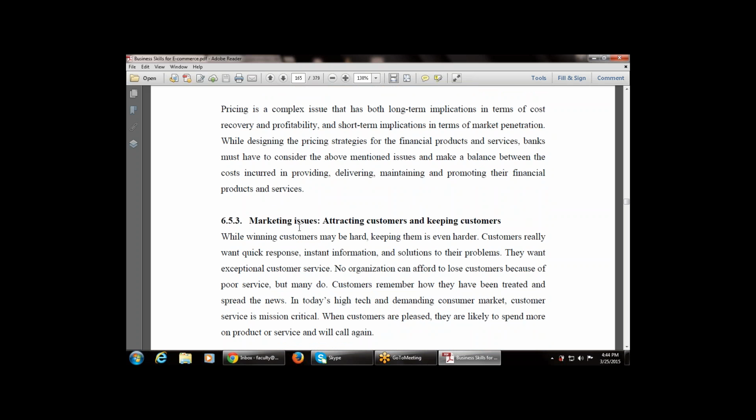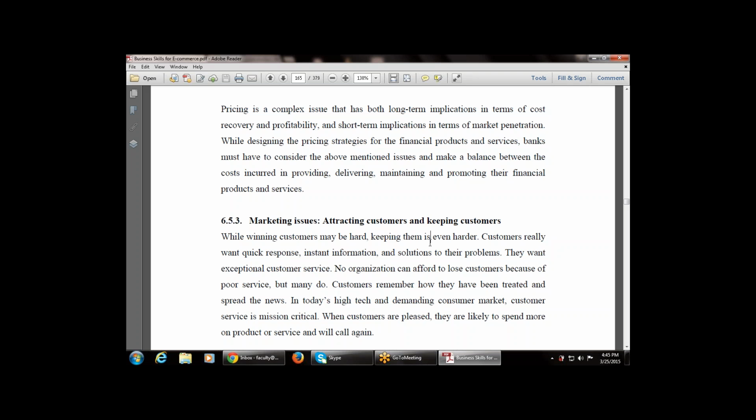Then what are the marketing issues that are available? That is attracting consumers and keeping customers. This is also an issue that is faced by the banks. Marketing issues means what is the role of marketing, or what type of marketing is being used. If there is good marketing, there is good demand, and there is good attraction of the customer and keeping the customers.